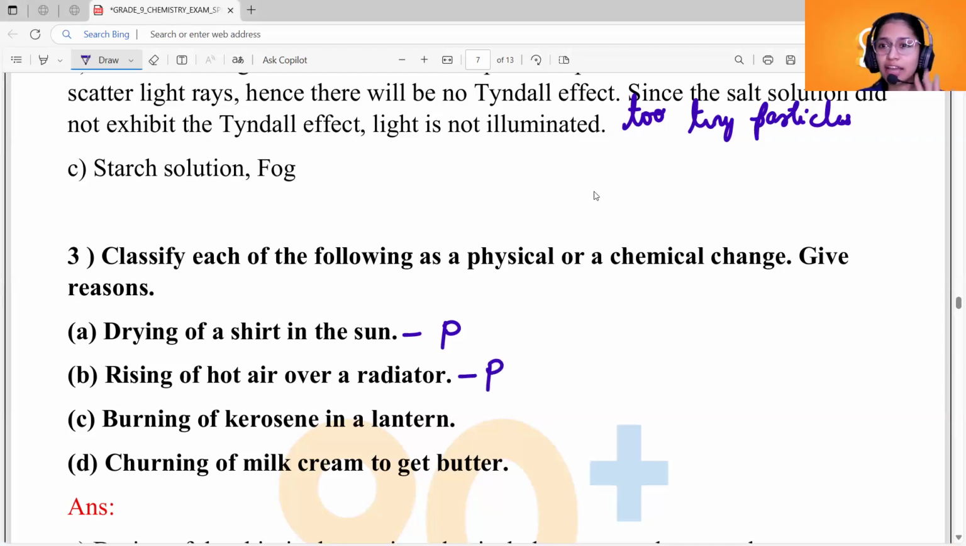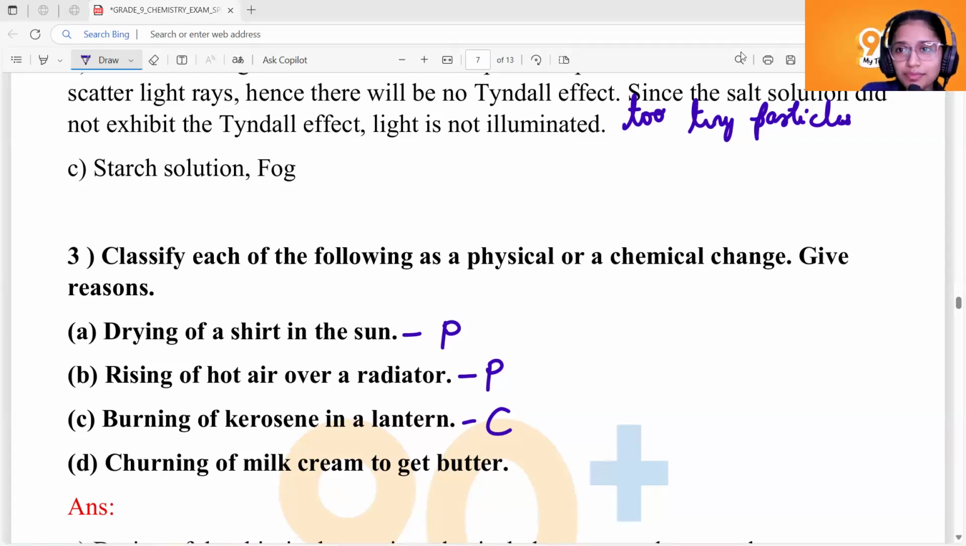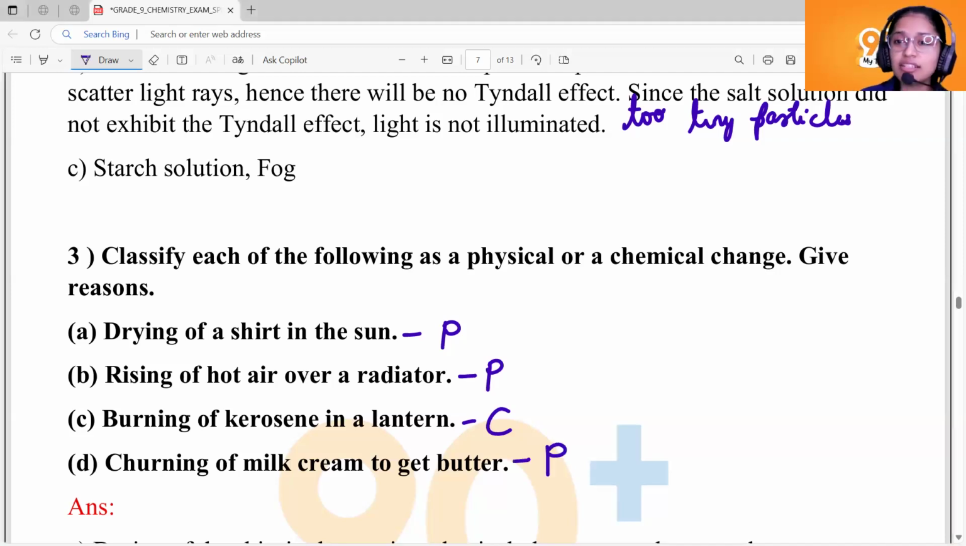Burning of kerosene in a lantern. I've told you all cooking and all burning comes under the category of chemical changes. Churning of milk cream to get butter. Is that a physical change or is that a chemical change? Since you have studied about colloids, we know dispersed phase and dispersion medium. So what are we doing here? We are just separating them. There's no new substance being formed. It's getting separated into buttermilk and butter. That's all. So this is again a physical change.